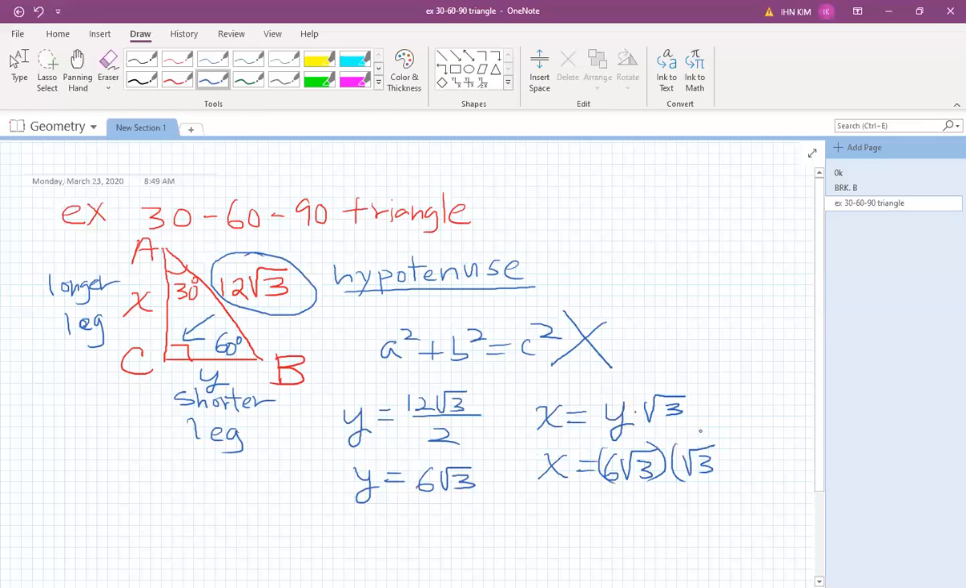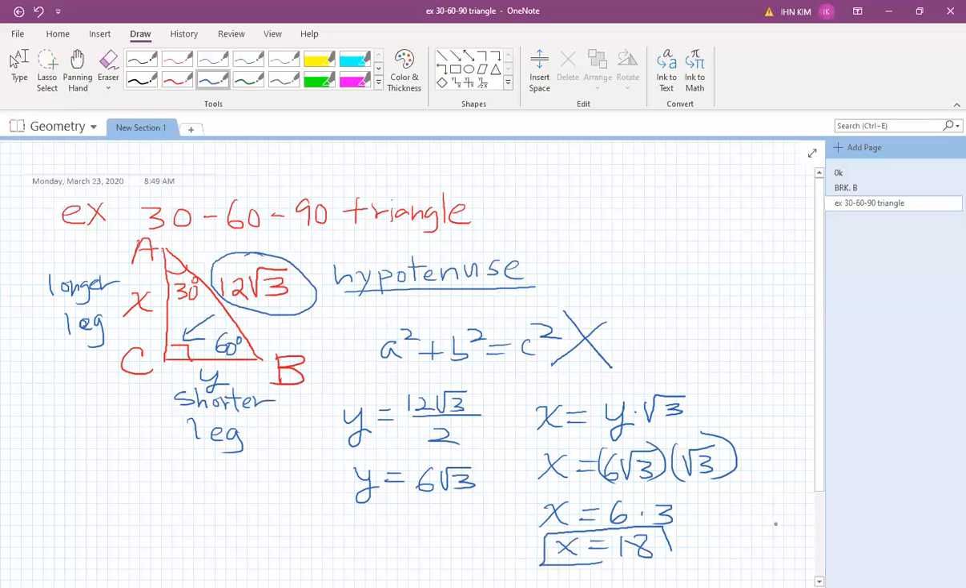Now, you probably need to review the radicals here, just like what I was doing in the last video. So radical 3 times radical 3 is radical 9, which is 3, right? So it's going to be 6 times 3. So x is 18, and that's going to be our final answer.